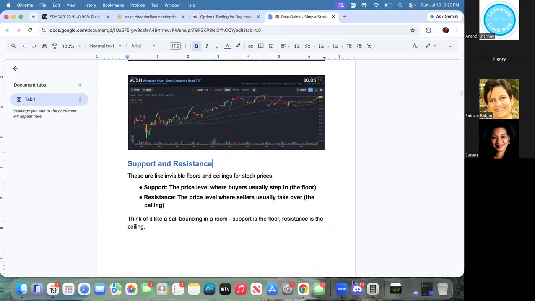And for your support and resistances, how many of you guys know how to draw support and resistances? If you do, type SNR.